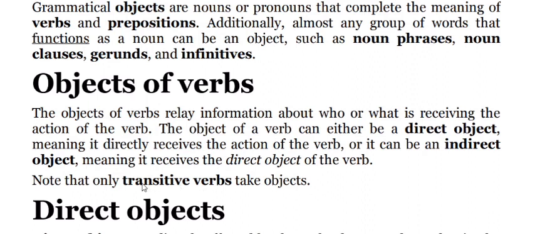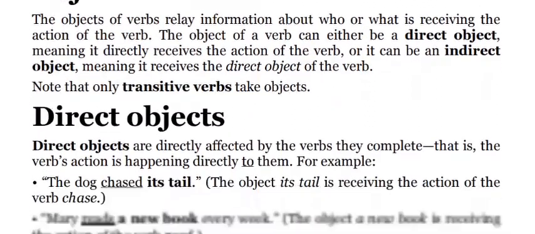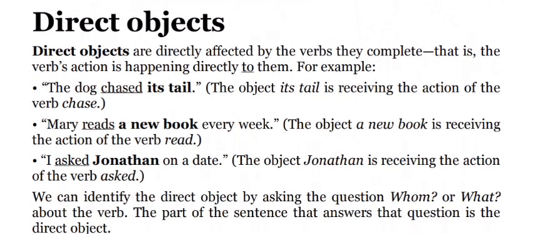Okay, it means it is necessary that there should be a transitive verb in the sentence. Then it will take objects. Otherwise, with intransitive verbs, there will not be any object, no direct object. Direct objects are directly affected by the verbs they complete. That is, the verb's action is happening directly to them.